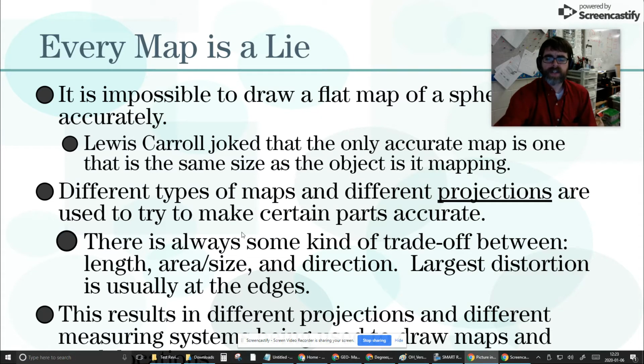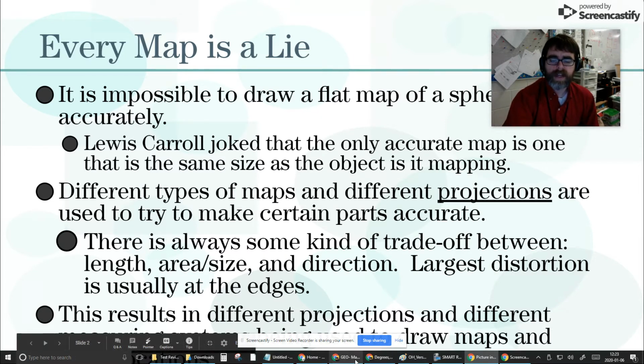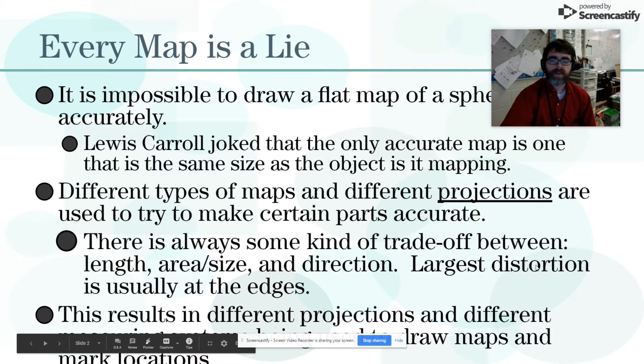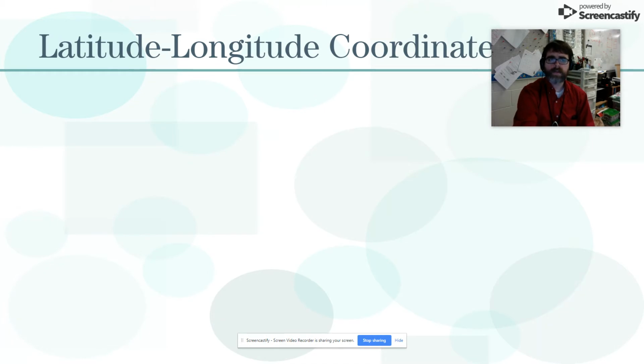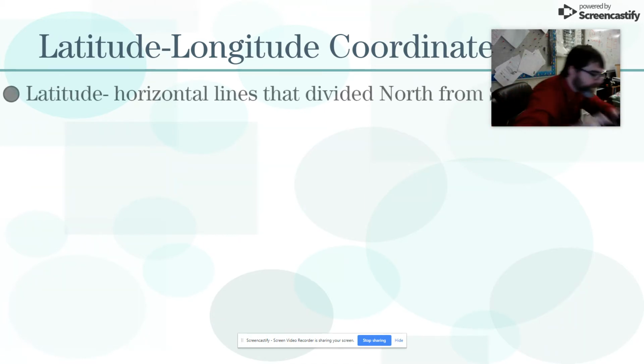And different projections can use different measuring systems to mark locations. Different measuring systems are used, and we're going to introduce some of those here. Of course, the first one here is one that you're familiar with, and that is latitude and longitude. I actually need to grab my globe here.